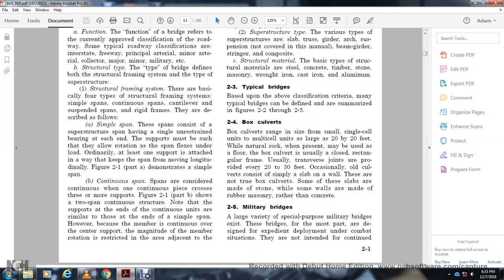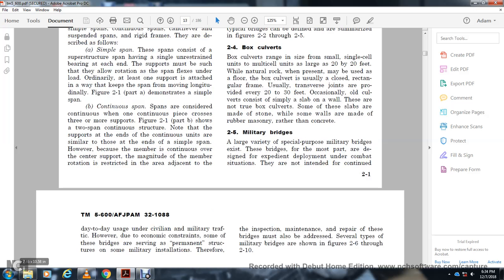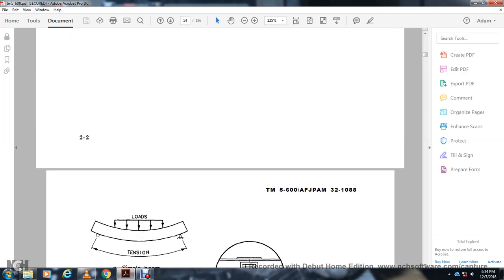2.5 Military bridges. There is a large variety of special purpose military bridges, for the most part designed for expedient deployment under combat situations, that are not intended for continued day-to-day use by civilian or military traffic. However, the economic constraints of some of these bridges are stricter than for permanent structures on some military installations. Therefore, the maintenance and repair of the bridges must also be addressed. Some of the types of military bridges are shown in Figures 2.6 through 2.10. And then we'll go over 2.6 and 2.10.